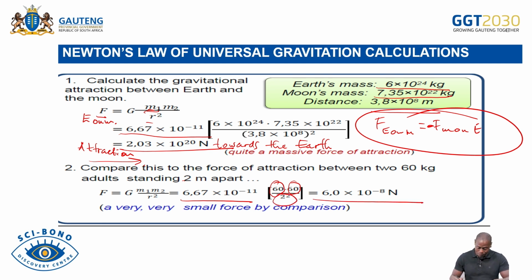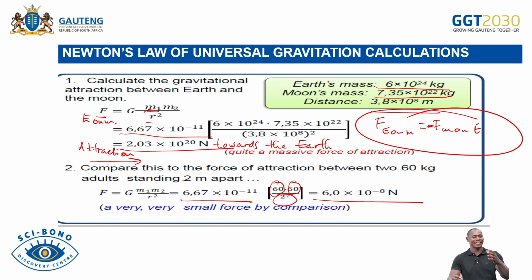Then the force will be 6 times 10 to the power negative 8 newtons. Here we are just calculating F, and we're given the values. Please, learners, be careful. It's not always the case that we'll be calculating F. In other scenarios, we'll be calculating one of the masses or the distance between the centers.